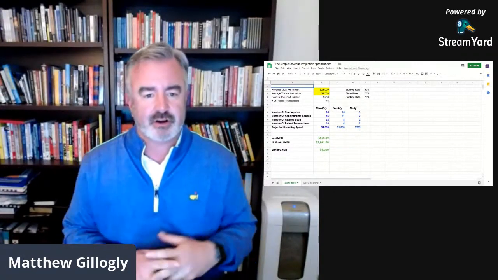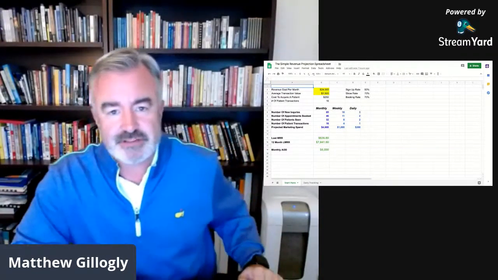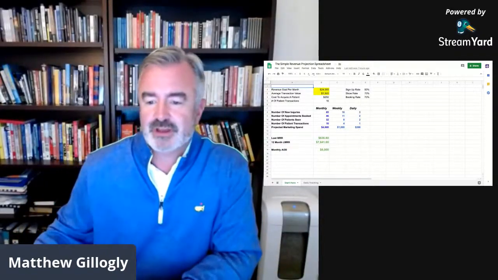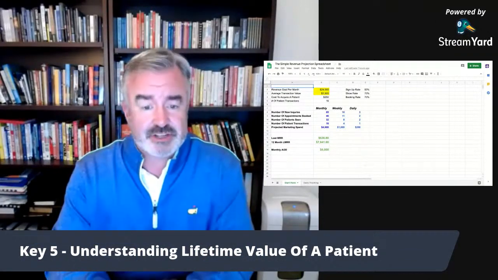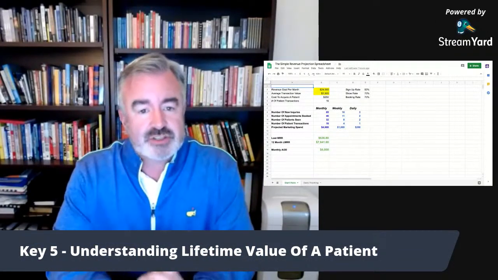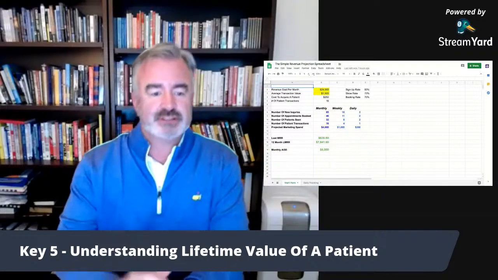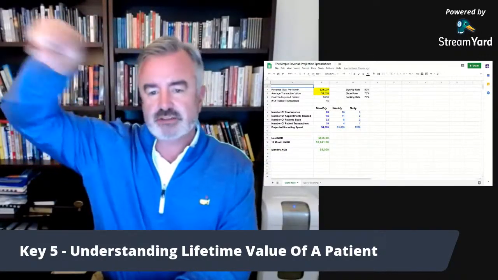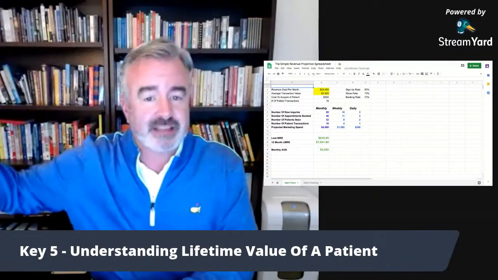And this one is what I call understanding lifetime value, or the lifetime value of a patient. Now, what is lifetime value of a patient? Well, lifetime value of a patient is exactly that. Most doctors have what's called an open system. They bring patients in and they do a procedure and they spin back out, never hoping that they come back.